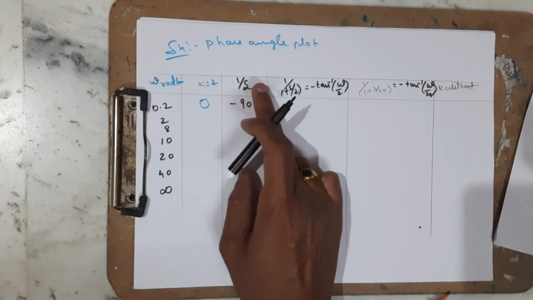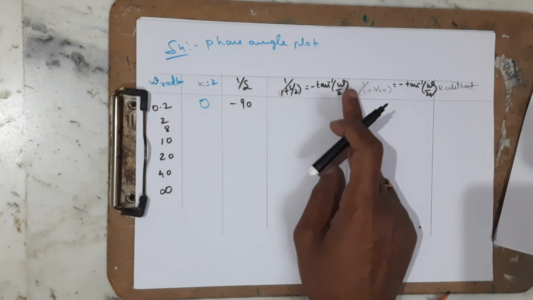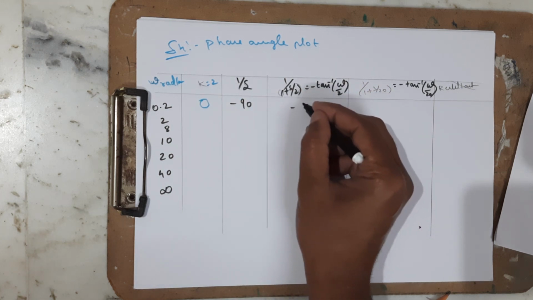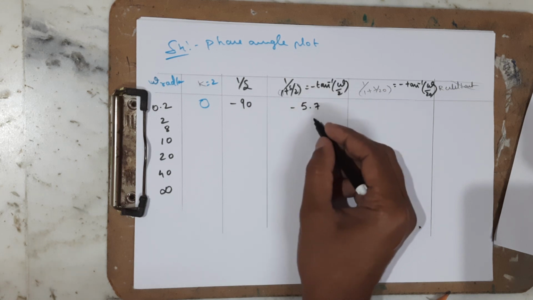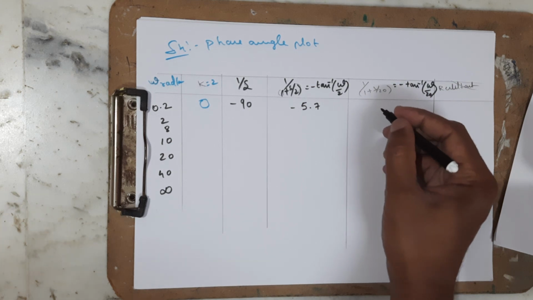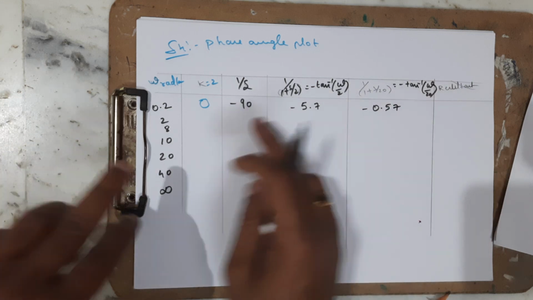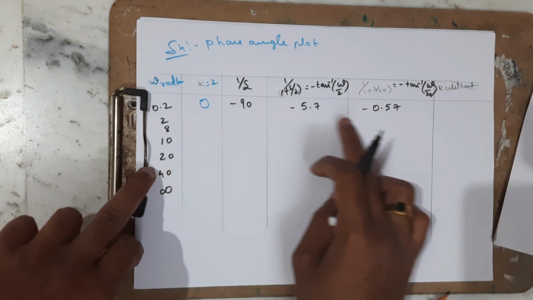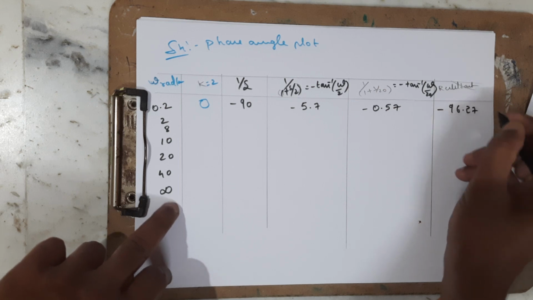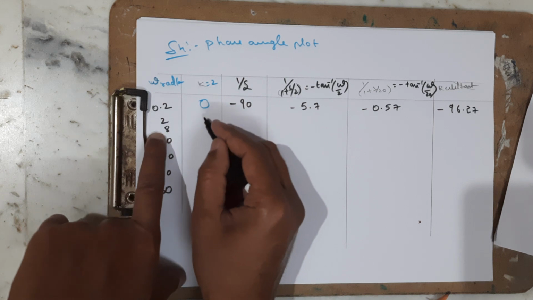Then what is the contribution of simple pole? It is minus 90. When omega is equal to 0.2, I apply 0.2 here and I get minus 5.7. In the same way I apply 0.2 here and I got minus 0.57. So the resultant will be the addition of all this, and I get minus 96.27.